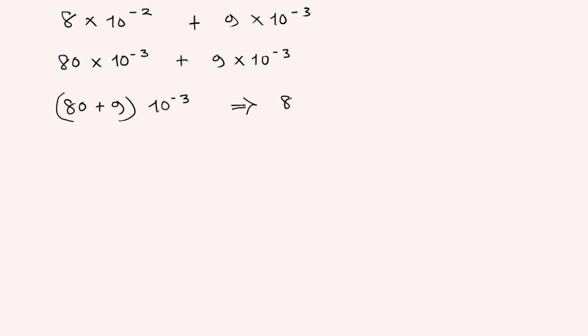And this is going to be 89 multiplied by 10 raised to the power minus 3. Now we need to write this in standard form, which means that we have to express this between 1 and 10. So that's going to be 8.9. And because we're reducing this by a measure of 10, we need to increase this by a measure of 10. And to increase this by a measure of 10, we add 1 here. This is going to be 10 raised to the power minus 2.